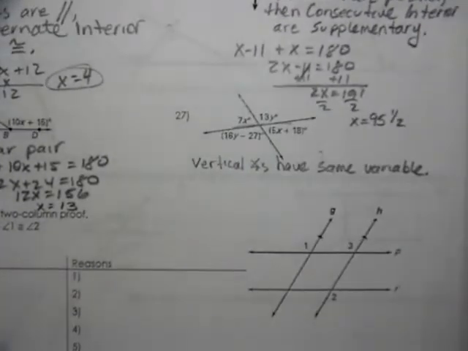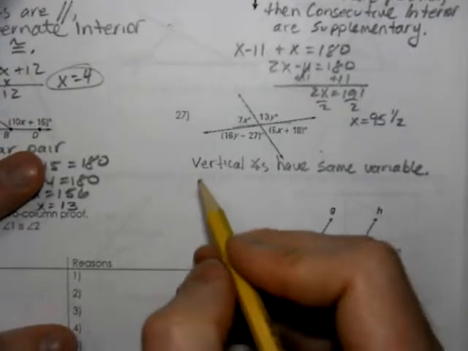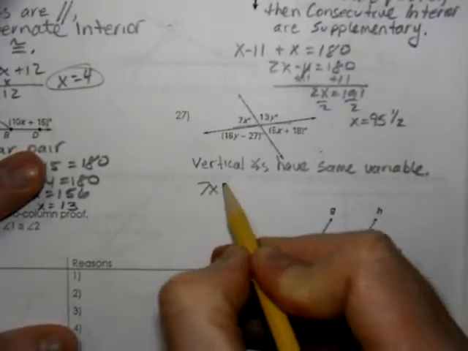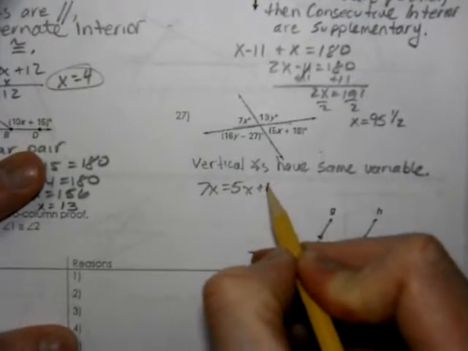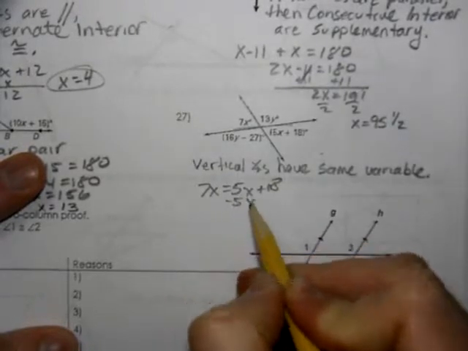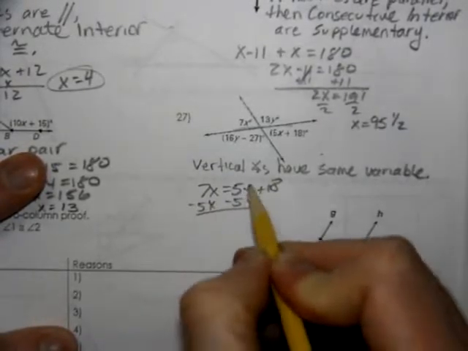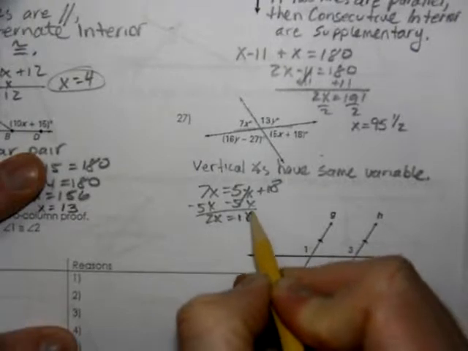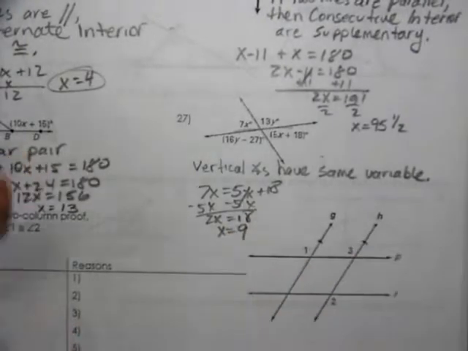In this case, the vertical angles have the same variable. Vertical angles are congruent. So I'm going to set them equal to each other. Subtract. And figure out that x is 9.